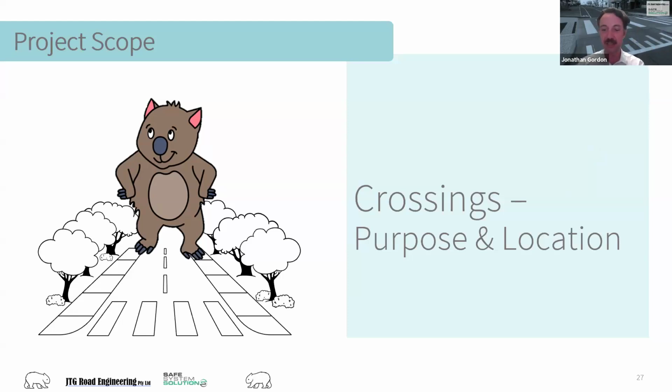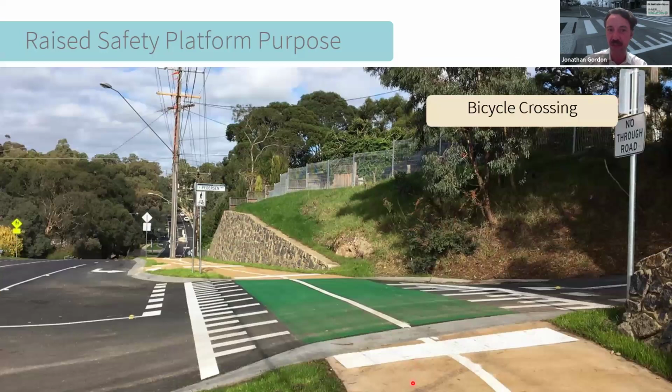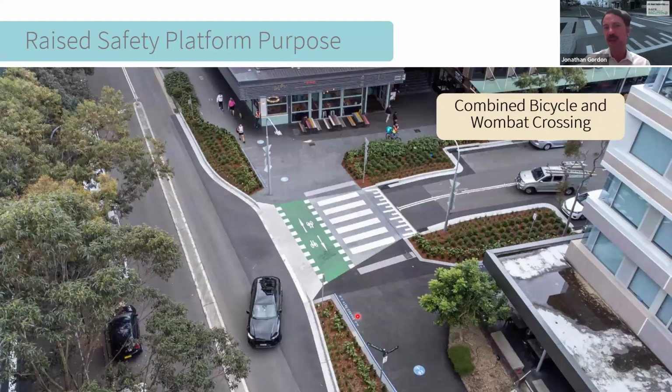Okay, so let's have a quick run through of the crossings and their purpose and their location. A lot of you will know exactly every item I'm about to run through, but it's just worth providing this summary. Of course, we've got our wombat crossings, that's the zebra crossing on the raised safety platform. We've then got bicycle crossings. In various jurisdictions, this would be the green pavement, again on the raised safety platform. We've then got, as was discussed recently by Ken, the yellow pavement markings on the raised safety platform for a shared path priority crossing.